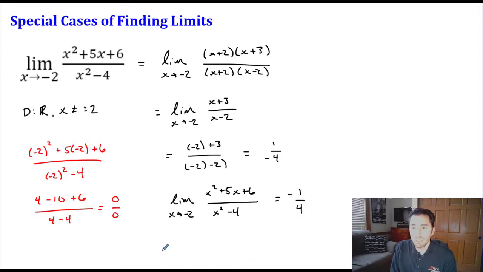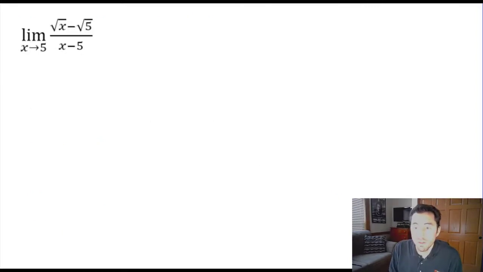Okay, so even though our value for c is excluded from the domain, even though our function is undefined at that point, the limit still exists. The limit is -1/4. Let's look at one more example where we're going to use a different strategy to find the limit. So here I have the limit as x approaches 5 of the square root of x minus the square root of 5, all over x minus 5.